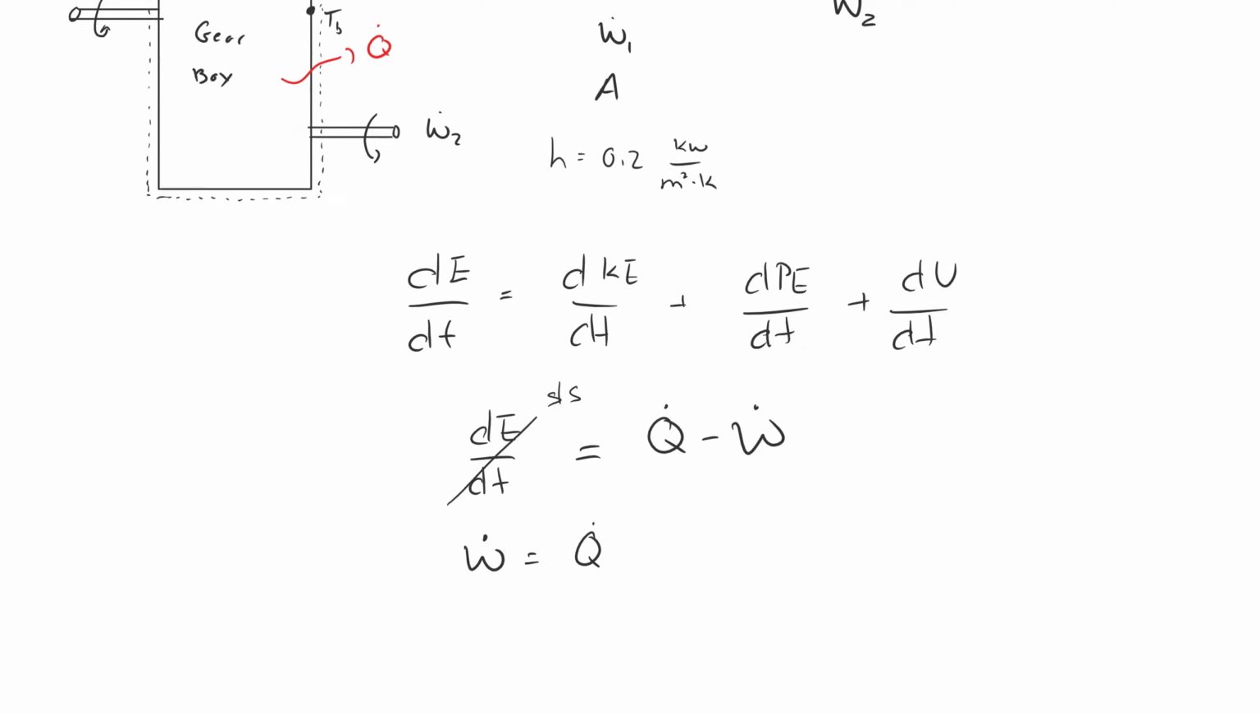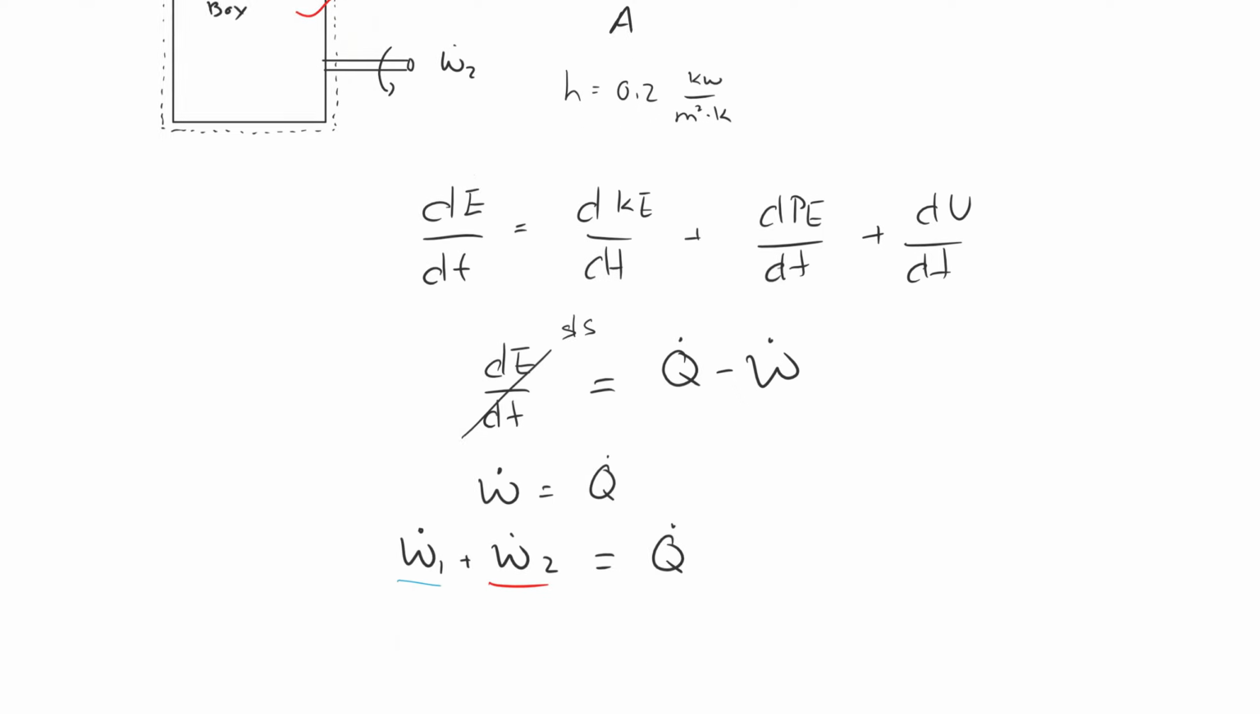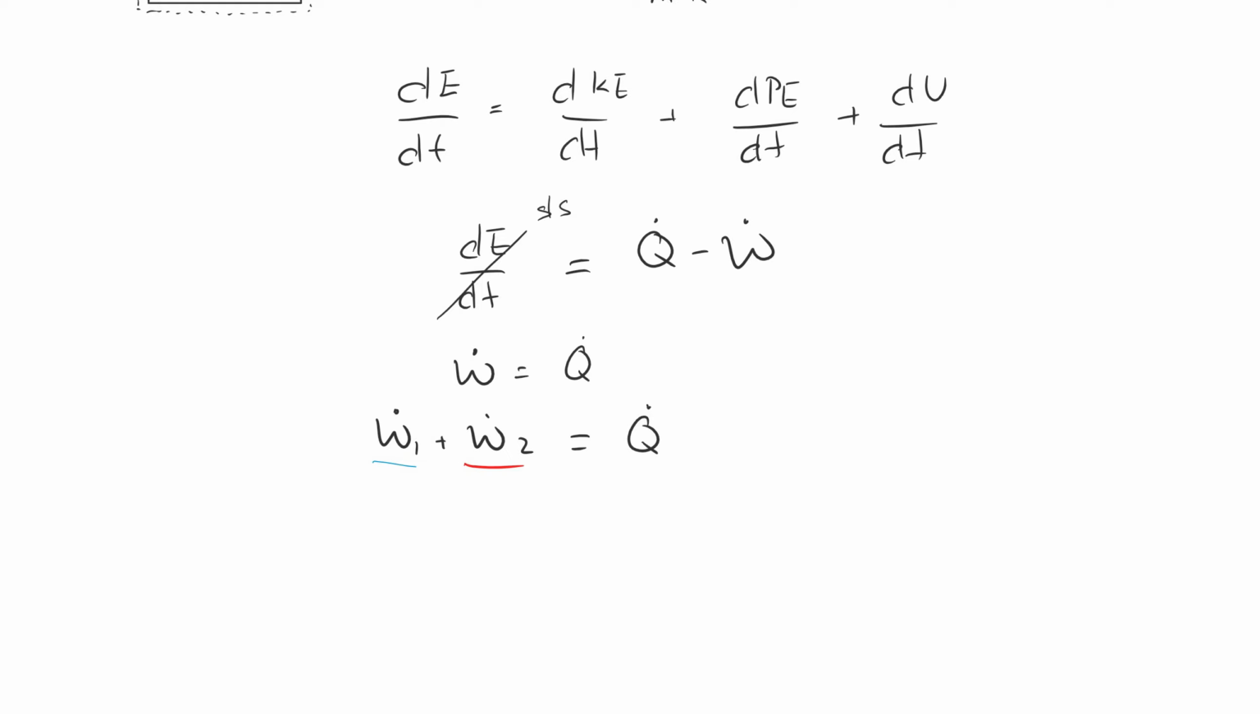This W dot is going to be W dot 1 plus W dot 2. So again, I know W dot 1. I'm looking for W dot 2. So known and wanted. But I still need to sort out what Q dot is.